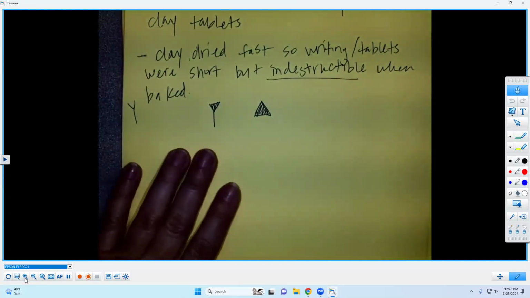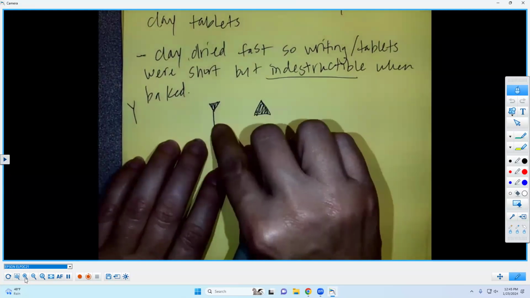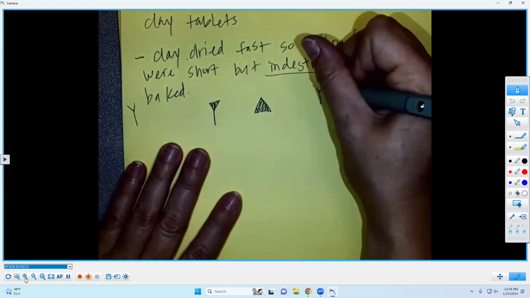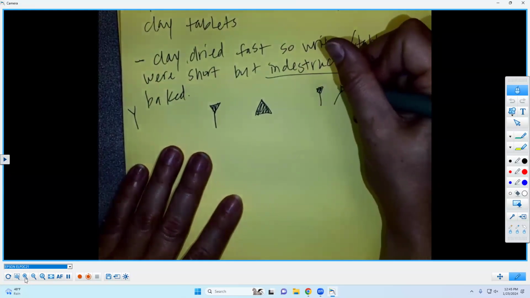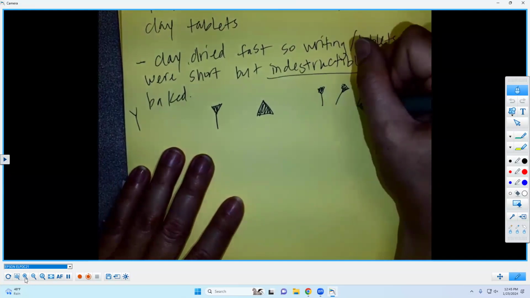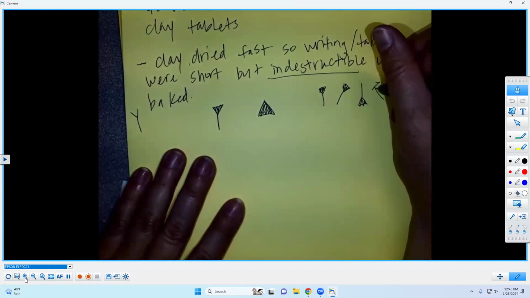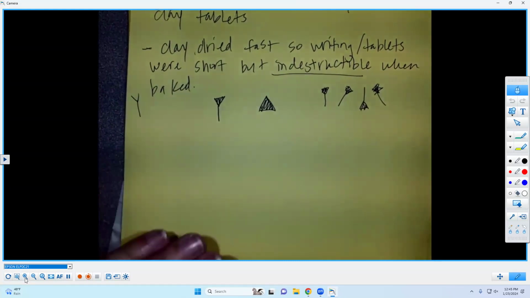You can only make two symbols that way, but depending on which way it's facing, you could make it face up, sideways, or face down. You can make it face the other side. I did that wrong, this way. So just that symbol alone could be turned different ways to represent different things.